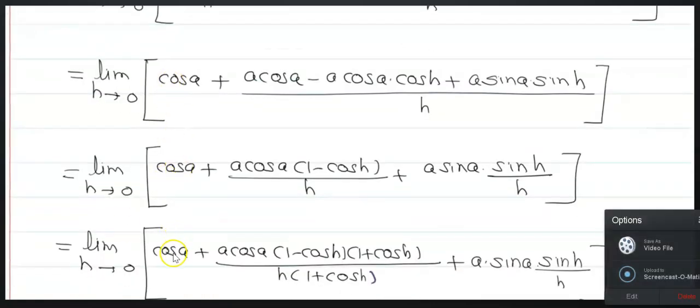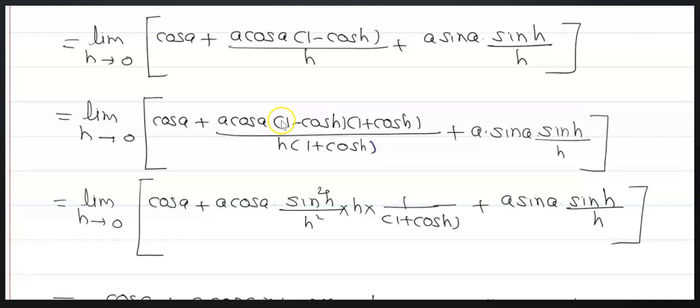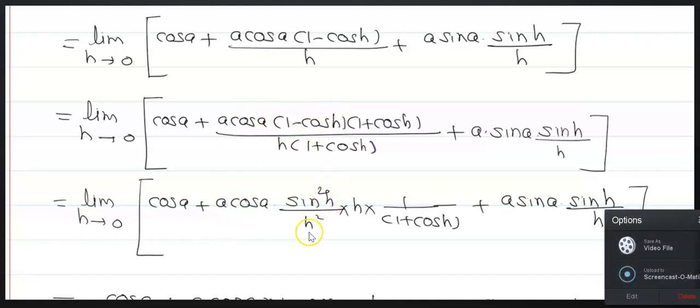Here, a cos a is common: 1 minus cos h upon h plus a sin a into sin h upon h. Now to evaluate this limit, multiply numerator and denominator by 1 plus cos h. Then 1 minus cos square h, which is sin square h. Now here is a cos a, sin square h upon h square, h is adjusted here, into 1 upon 1 plus cos h, plus a sin a into sin h upon h.